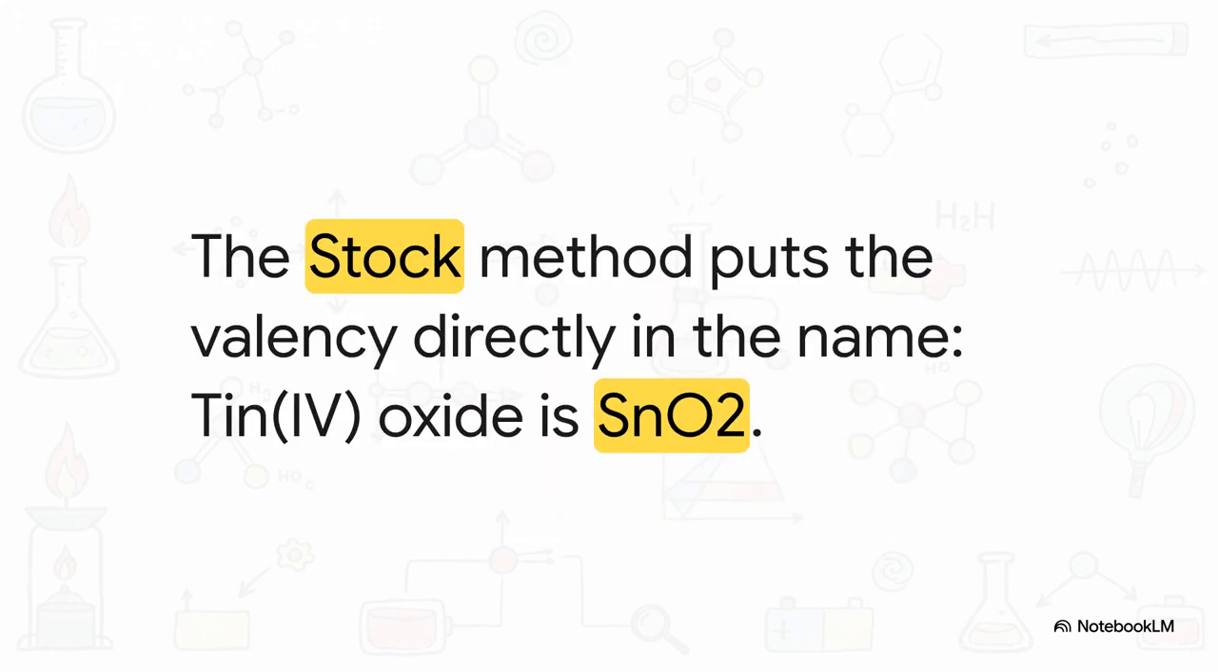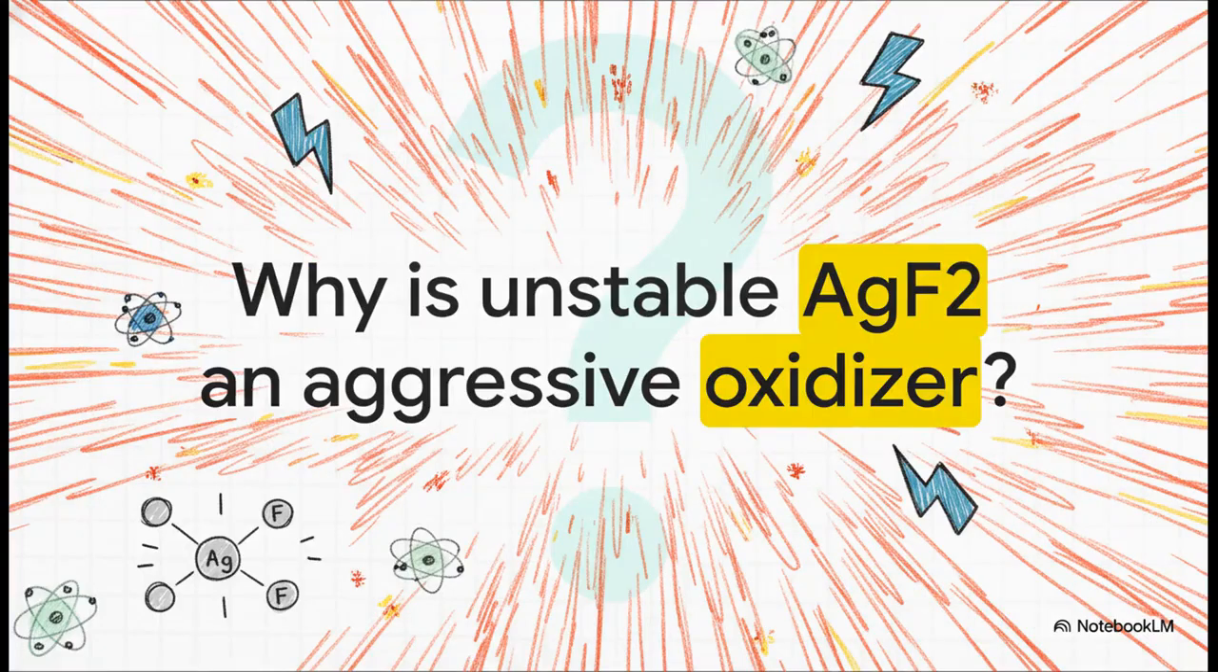Now, because calculating all of this can get incredibly tricky, chemists actually developed a brilliant shortcut for naming compounds. The Stock method removes all the guesswork by placing the exact oxidation state right there in the name using Roman numerals. So when you see tin IV oxide, that Roman numeral IV instantly tells you tin has a +4 valency. You just cross that +4 of tin with the standard -2 of oxygen, and it effortlessly translates into the beautiful simple formula SnO2.